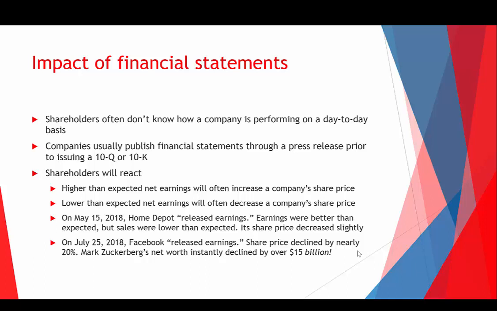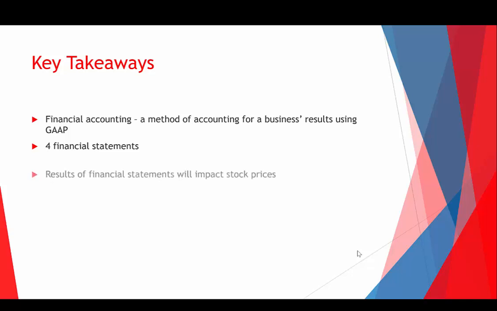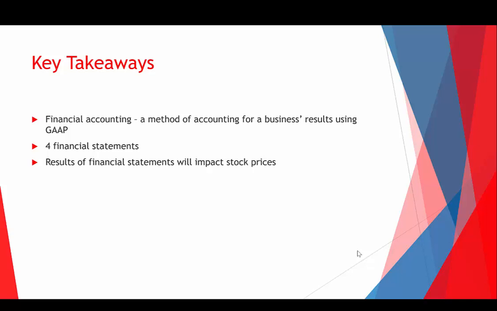Yeah, totally. So that's just kind of a little overview for you today. It's our first lesson. We're going to dig into more details in the future ones and how these things get prepared and how we interpret them. So we just want you to remember, financial accounting is a method for accounting of a business's results, and we're going to be using special accounting rules called GAAP. There are 4 big financial statements out there: income statement, balance sheet, a statement of stockholders' equity, and the cash flow statement. We talked a little bit about how the financial statements are going to impact stock prices, and then this is governed by the SEC and FASB using the accounting rules, the generally accepted accounting principles.